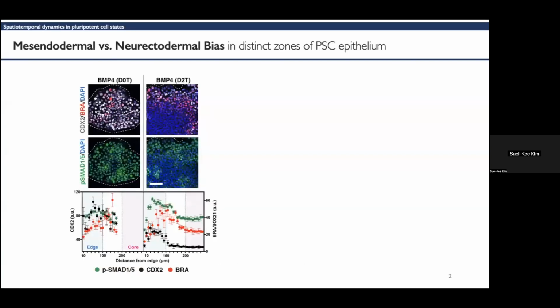When a single cell population of pluripotent cells is plated and cultured as a monolayer, distinct cell states emerge in a temporally and spatially organized way. These distinct states display different sensitivity to signaling molecules, as shown here with BMP4 treatment. When cells were treated with BMP4, expression of the mesendoderm fate regulators CDX2 and brachyury was induced. When BMP4 was added on day 2, only cells at the edge of the colonies were responsive to BMP4.